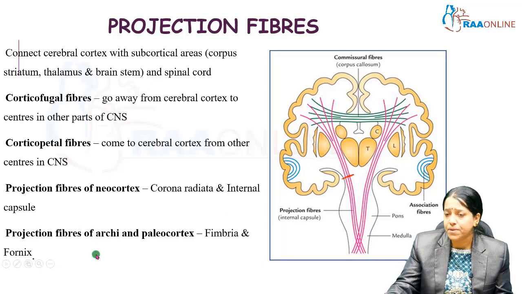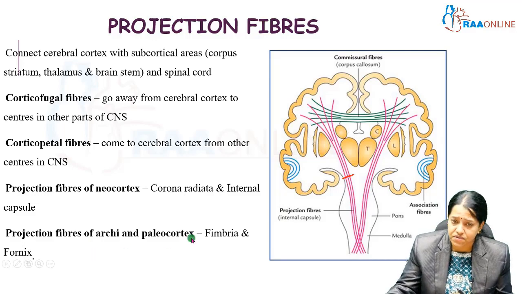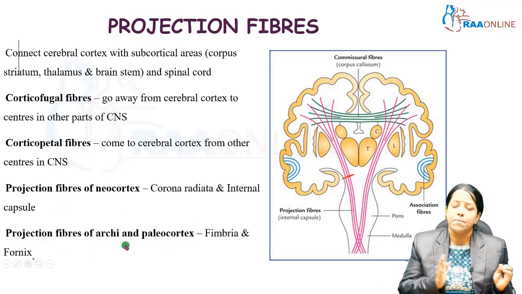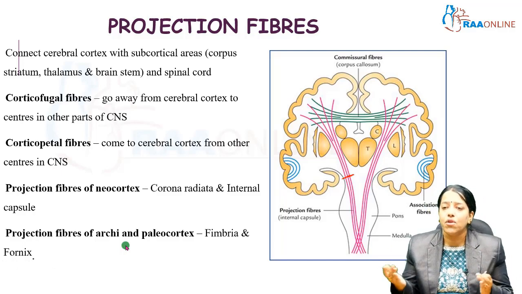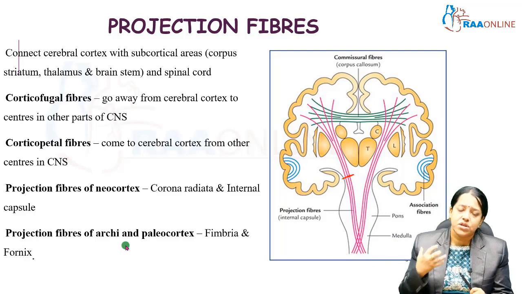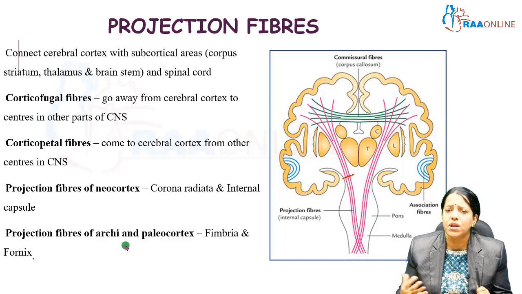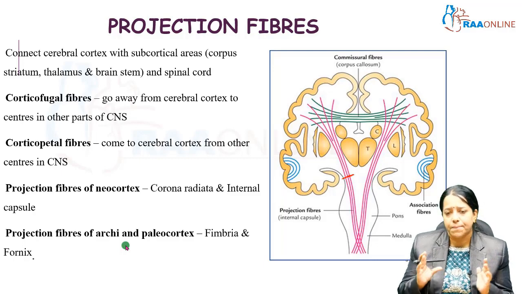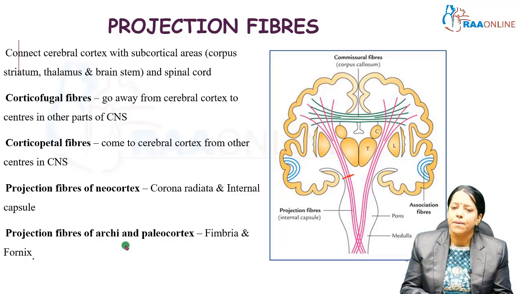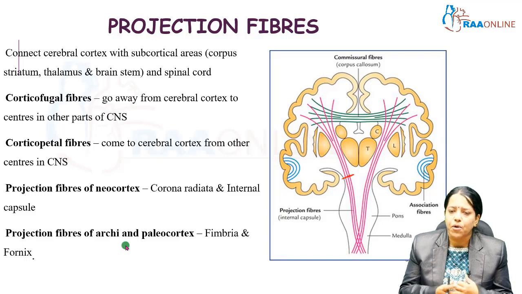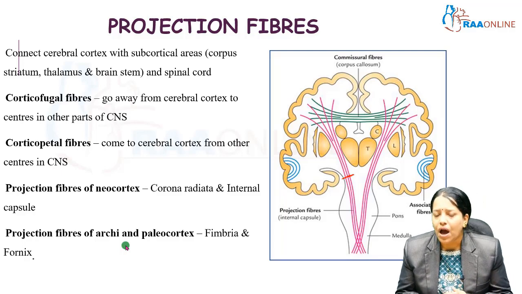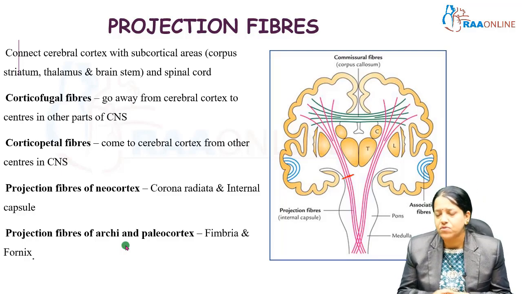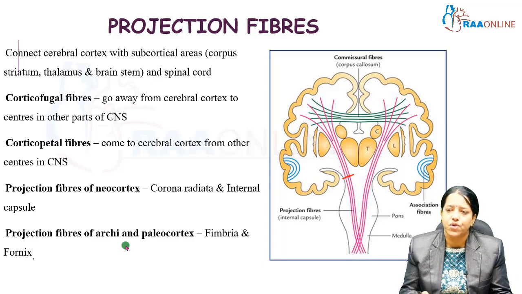Now there are some projection fibers of archicortex and paleocortex. The cerebral cortex can be divided into neocortex, archi and paleo, depending upon the evolution. In humans, the neocortex is very well evolved, whereas the archicortex and paleocortex give some projection fibers to their subcortical centers, which are involved with the functions of archi and paleo, and these are the fimbriae and the fornix. So fimbriae and fornix are also projection fibers, but for archicortex and paleocortex.